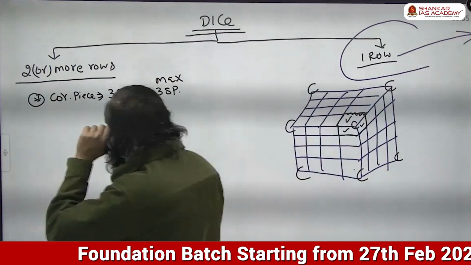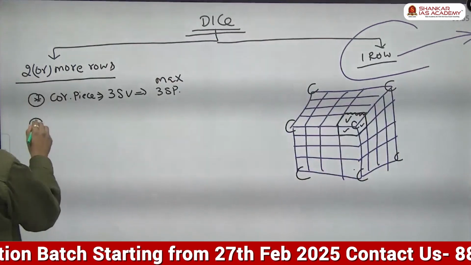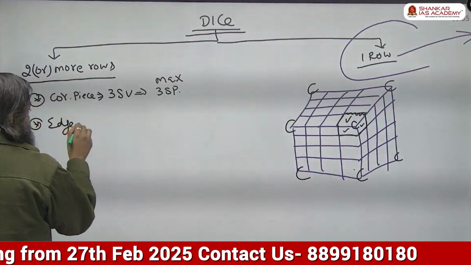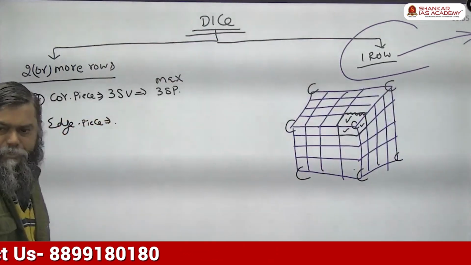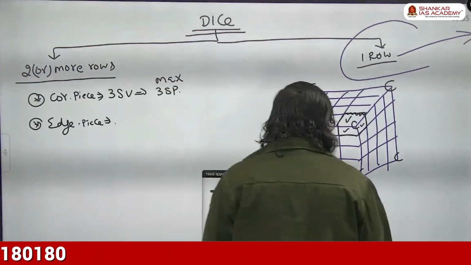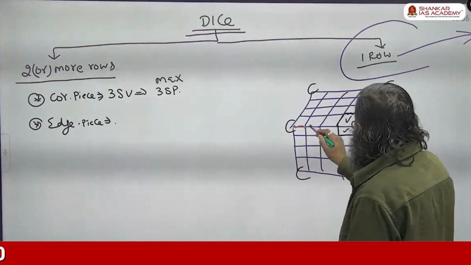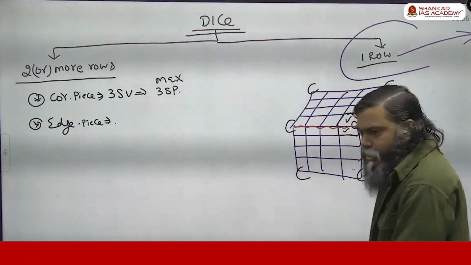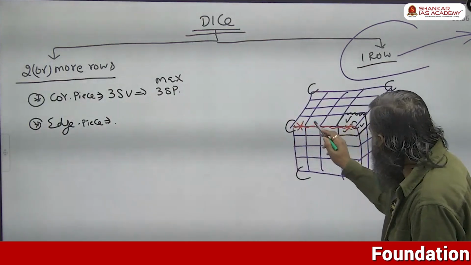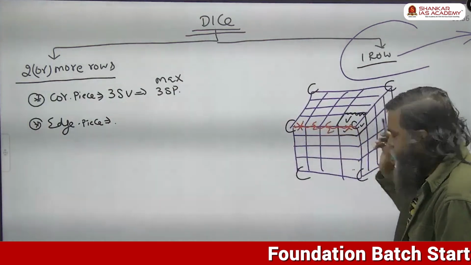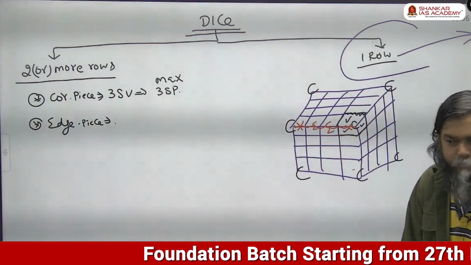Next, listen carefully. Edge piece. What is called the edge? I told you, connecting the corners is called the edge. This is the edge, but these two are corner pieces. Remove those, so this is called the edge piece. Are you understanding this?